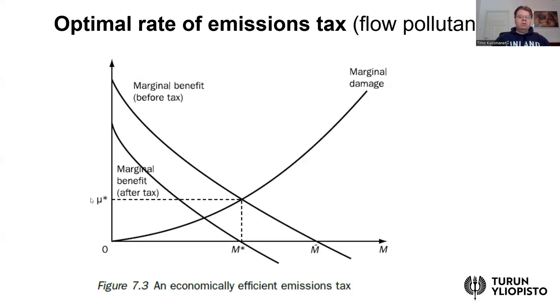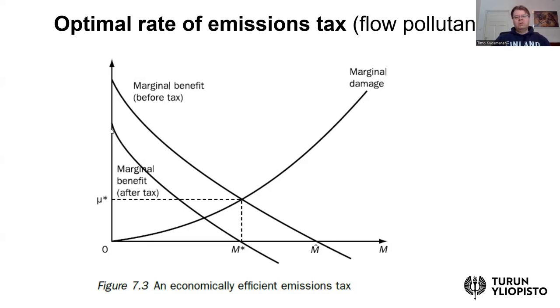And we can see then, reading on the vertical axis, that this mu asterisk would be the optimal level of tax, that is, how large the tax is per unit of pollutant. And you can see that the difference between marginal benefit before tax and marginal benefit after tax, the difference between these curves, is just equal to this mu asterisk. So from the perspective of an individual polluter, for example an individual farmer, after the tax the marginal benefit of using the fertilizer would be lower.